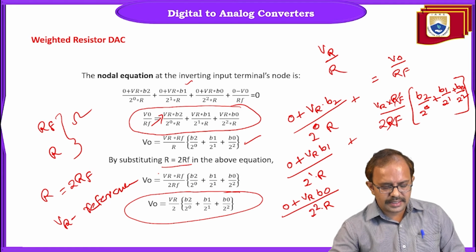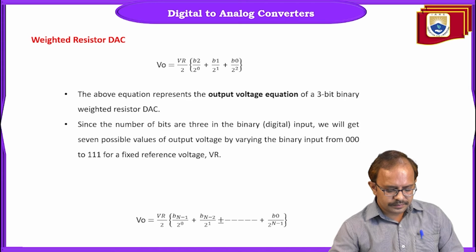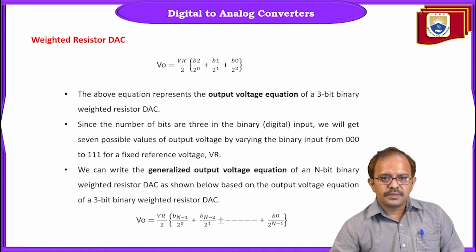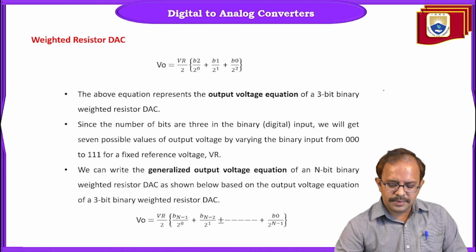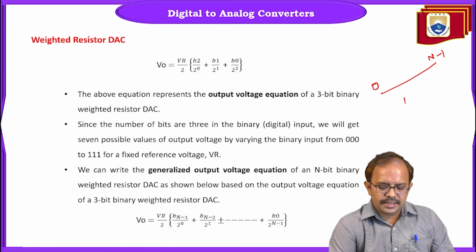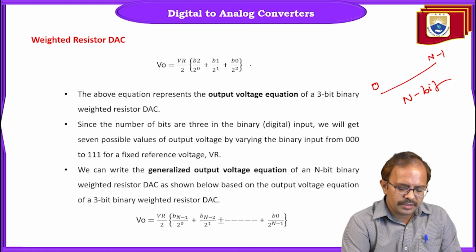Understand? This is for a 3-bit data. So what happens if we consider an n-bit data starting from 0? Let us consider the bit sequence is going to start from 0 up to n-1. This will be considered as an n-bit data. Now let us generalize the obtained expression for 3-bit data.